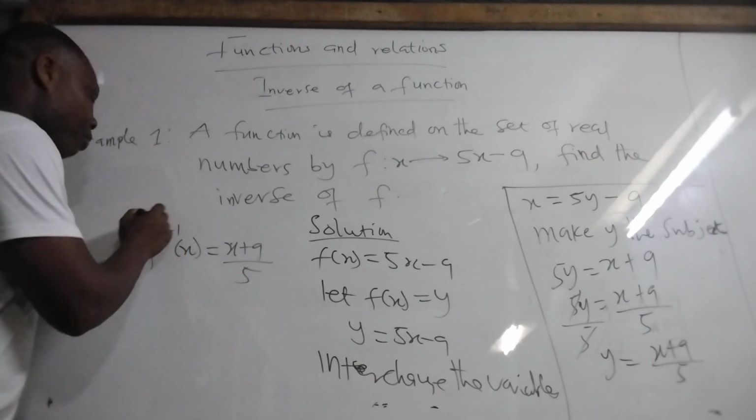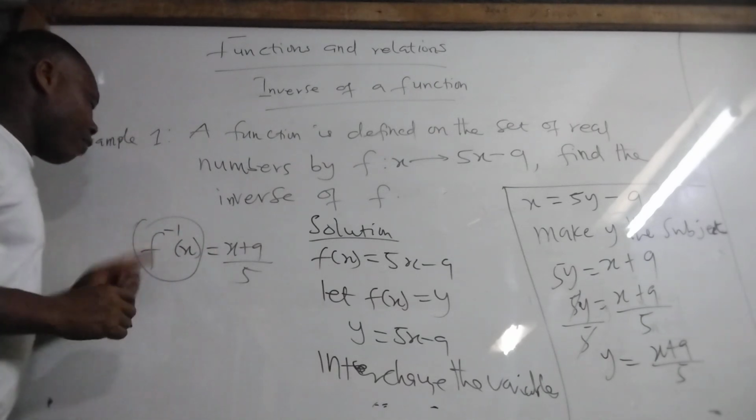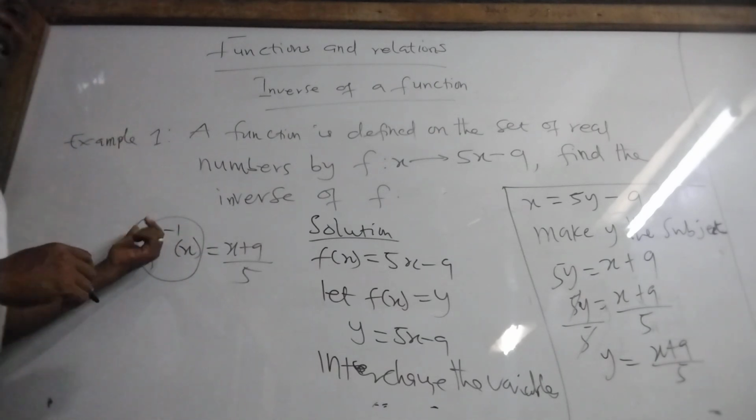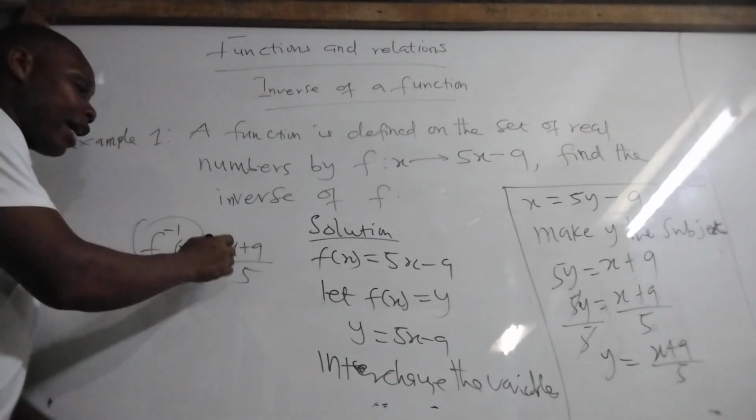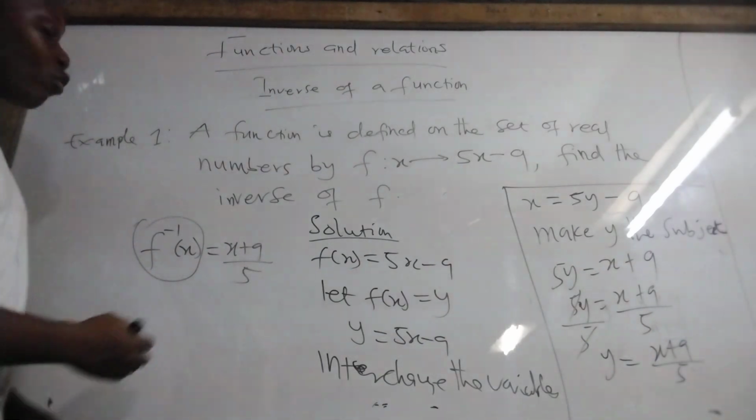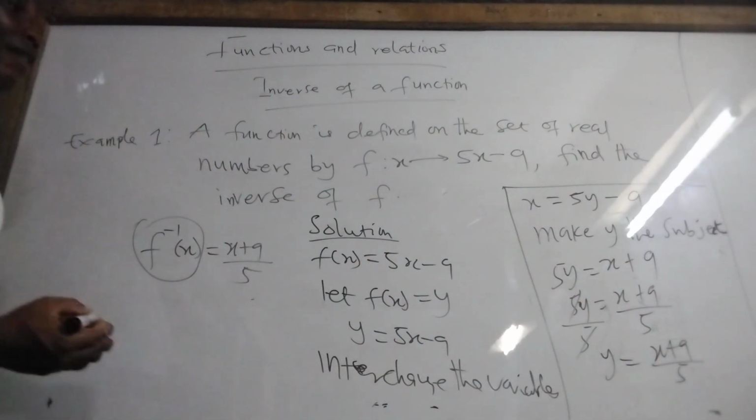This is how we represent the inverse. So if I write f prime of x, it means the inverse of f. So the inverse of f of x is equal to x plus 9 over 5. So basically this is how we find the inverse of a function.